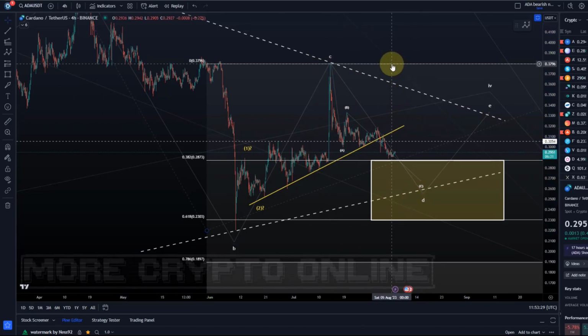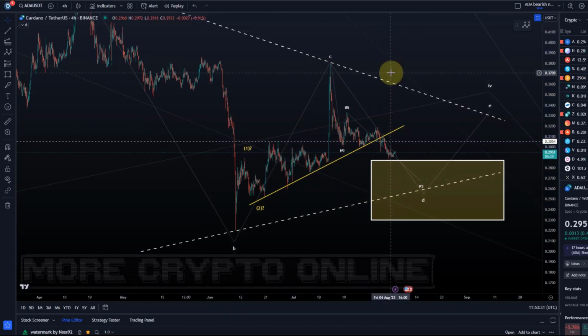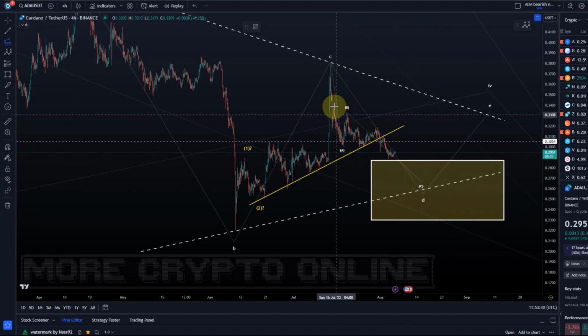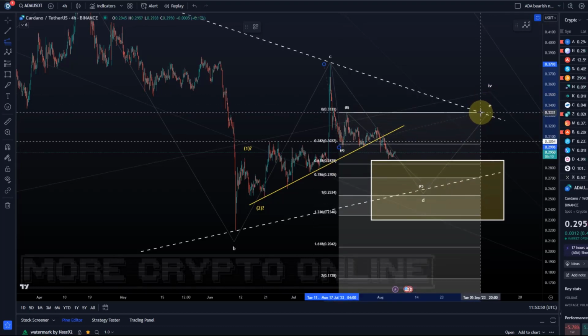And what we can do now that we've established the ABC structure, we can identify where most likely within the overall target area the C wave will land. Now, again, that's not super likely, it's not super reliable, but it's another level of interest. To do that, we take the length of the A wave, we go to the high of the B wave, and we can identify the 1-to-1 ratio at 25.3 cents. So this is a level of interest again.